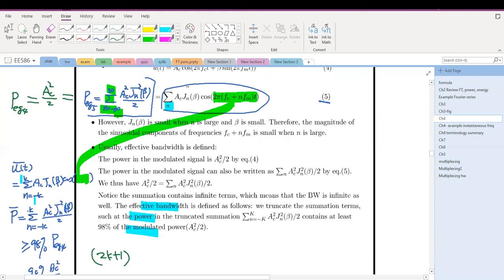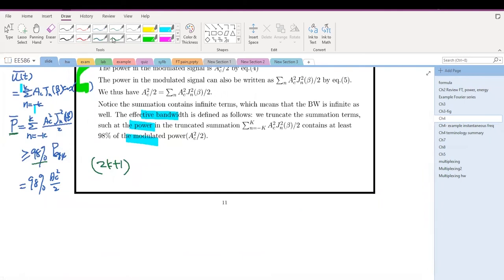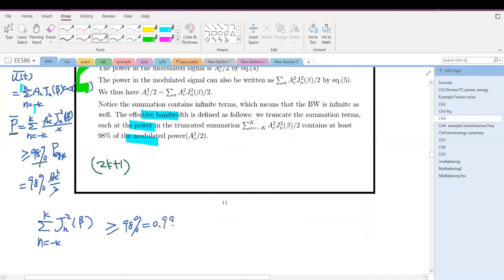I sum them up, n from minus k to k, magnitude squared. I want this truncated power to capture 98% of the legitimate power, which from equation 4 is Ac squared divided by 2. So really, we want the summation of Jn squared of beta, with n running from minus K to K, to be greater than or equal to 98%, that is 0.98. In this case, we capture 98% of the power, and we do not occupy the infinite bandwidth. So this is the concept of effective bandwidth.